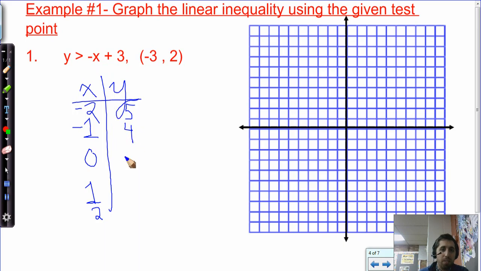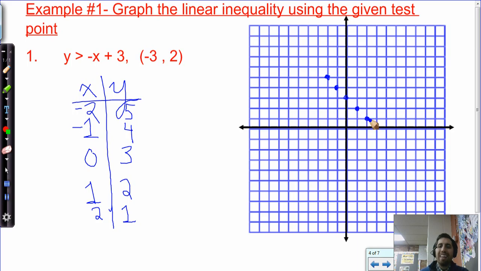0, the opposite of 0 is 0. 0 plus 3 is 3. 1, the opposite of 1 is -1. -1 plus 3 is 2. We can see a pattern here. This is a constant slope. It's because it's linear. The opposite of 2 is -2. -2 plus 3 is 1. So we got 5 points here: -2, 5; -1, 4; 0, 3; 1, 2; and 2, 1.